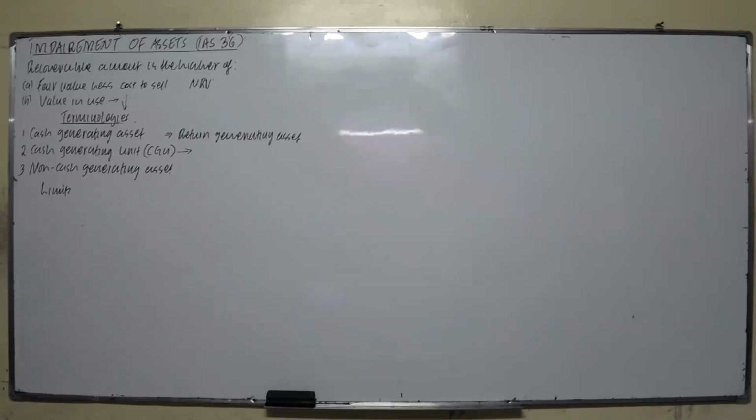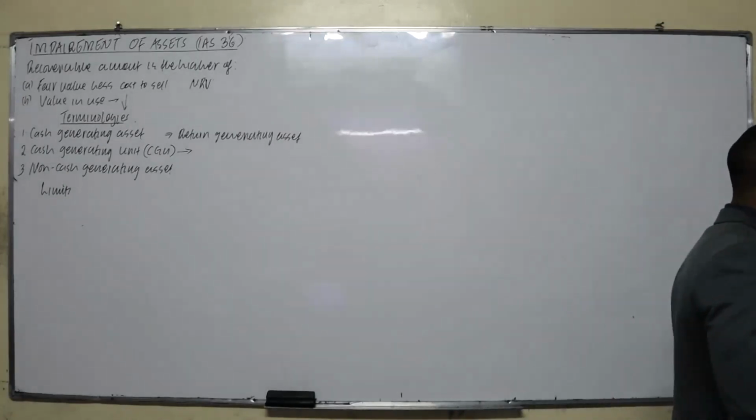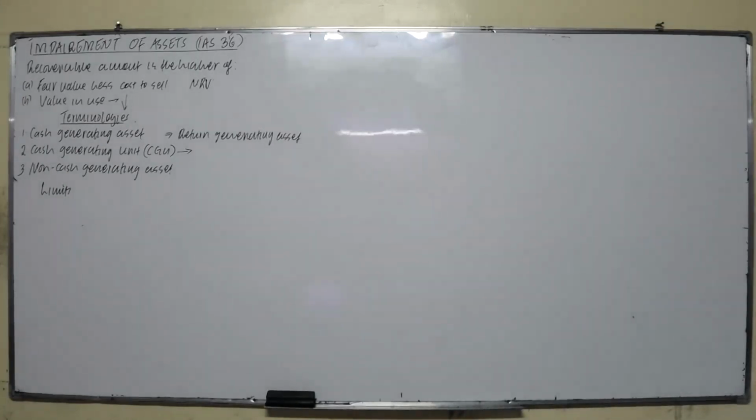the carrying amount that would have been determined had no impairment loss been recognized for the asset in prior years. Full stop. Then I want you to see that.